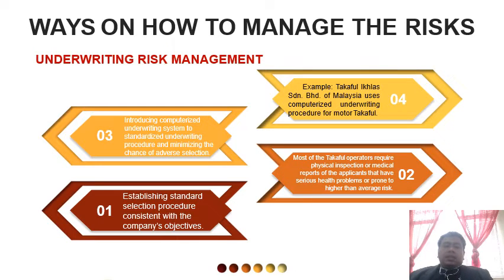So how to manage these risks? Okay, so first of all, we look into underwriting risk. So to manage underwriting risk, first we establish a standard selection procedure that is consistent with the company's objective, right? So most of the Takaful operators require physical inspection or medical reports of applicants that have serious health problems or are prone to a higher than average risk, right? So if you are considered as higher than average risk, usually Takaful operators would require you to have a medical checkup, right?